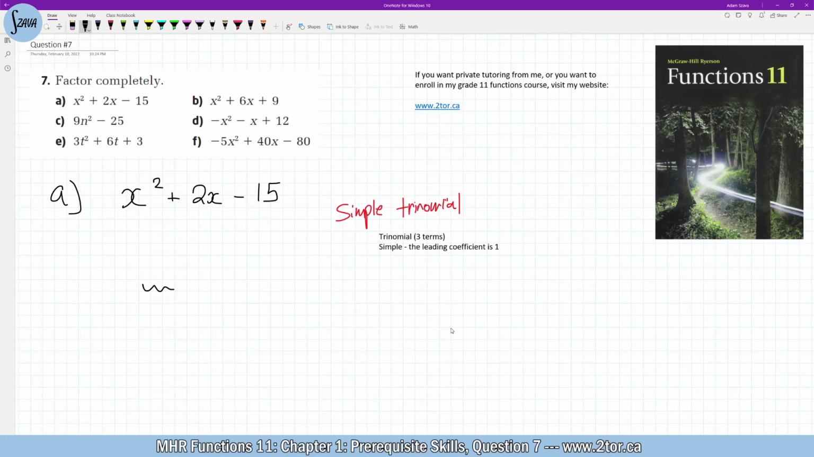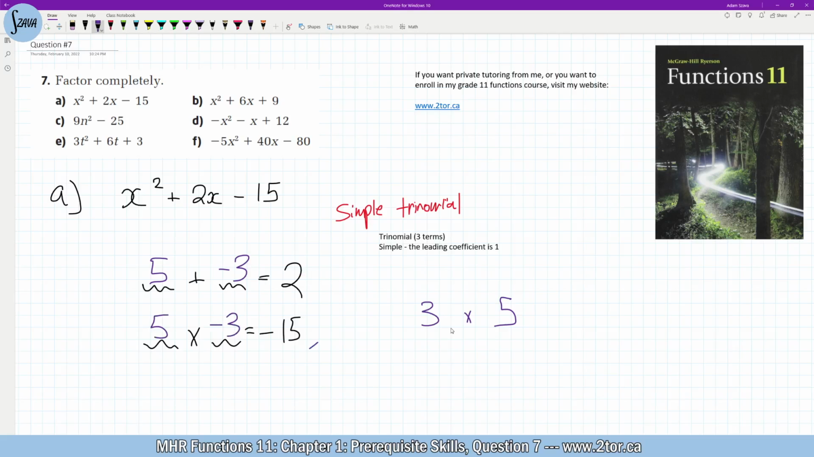And what that entails is you look for two numbers which add to the middle number, 2, but multiply to negative 15, the last number. So we've got to find those numbers. I like to start with the multiplication. How do you make 15? Well, 3 times 5 is 15. And I can make 2 out of that somehow. 5 minus 3 is 2. So 5 plus negative 3 is 2, and 5 times negative 3 is negative 15.